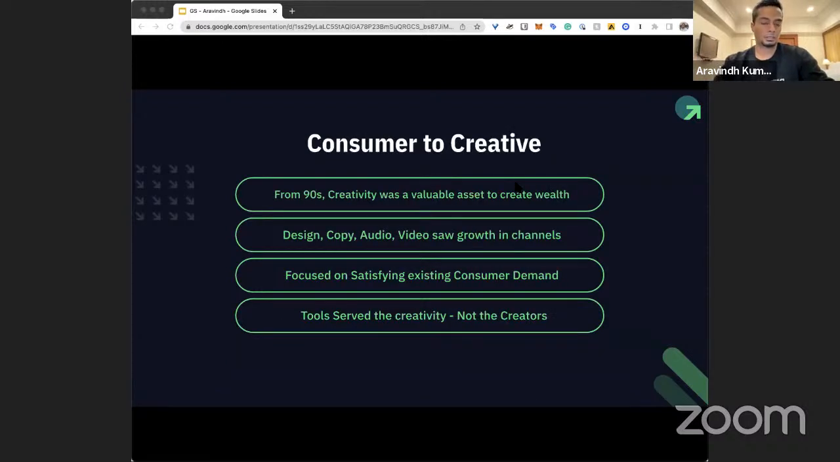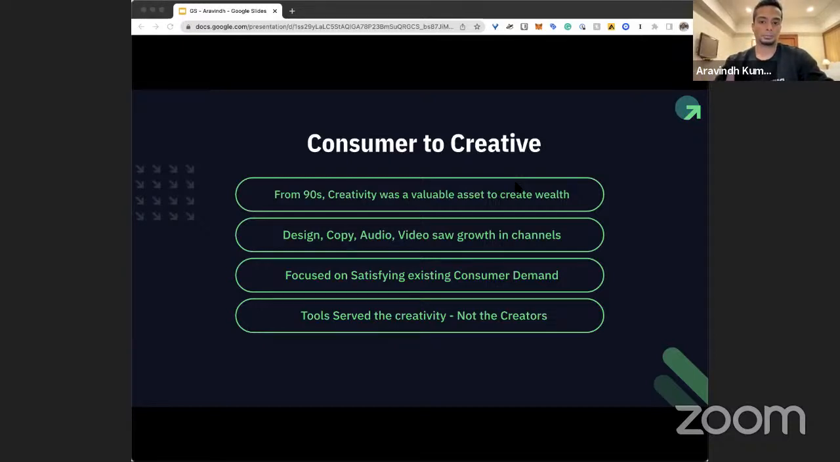The second stage is from consumer to creative. This roughly started from around the 90s, where creativity itself was until then thought of as a nice to have intangible benefit to products or teams. Only from this point on, it was considered as a tangible asset that could in fact create wealth for both employees and employers.